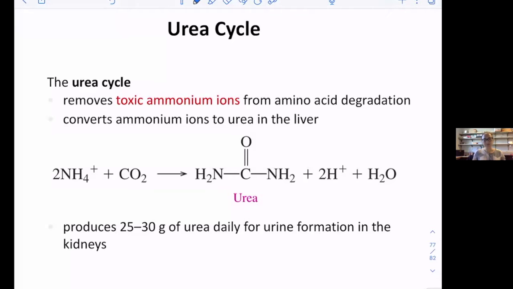Okay, but overall, what this process does is it takes two ammoniums and a carbon dioxide and it converts it into urea. So that's this molecule here. This is a molecule that is in our urine, and that's how we remove it from our bodies. So we make urea plus more hydrogen, H plus, and some water. We produce about 25 to 30 grams of this a day on average.